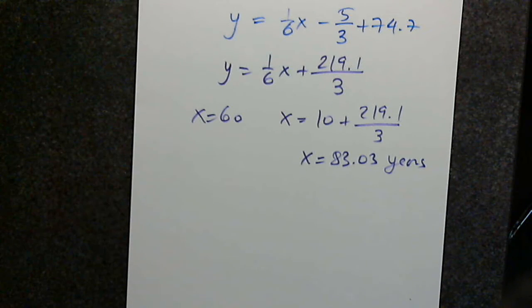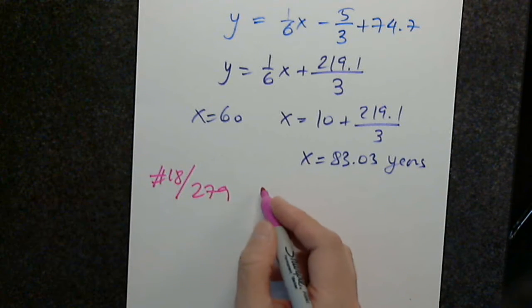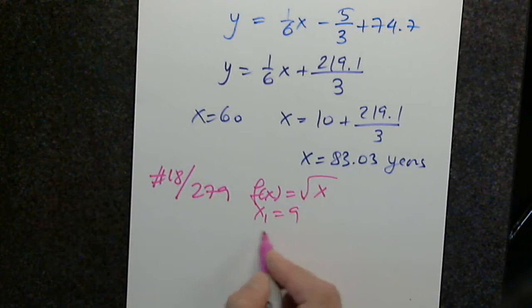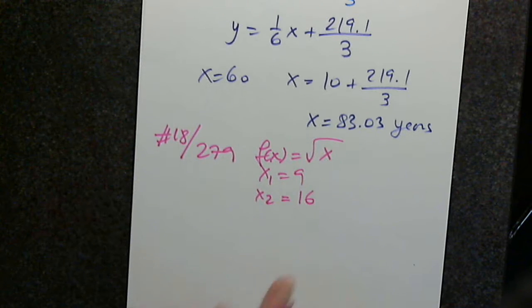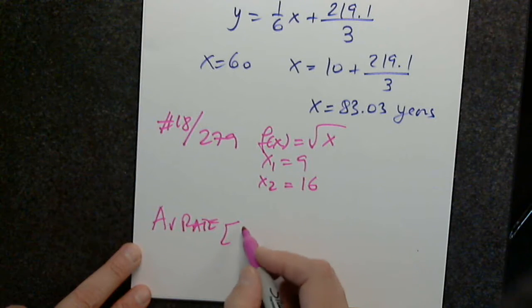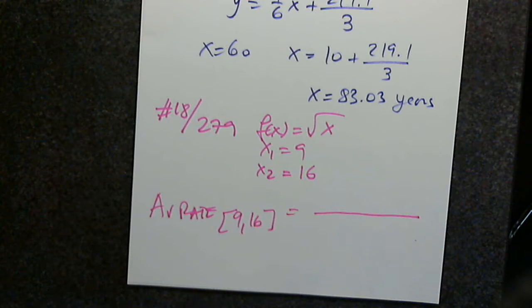Okay, so let's look at problem 18 on page 279. And this is f of x equals the square root of x with x1 equals 9 and x2 equals 16. They want us to find the average rate of change between 9 and 16, x1 and x2. And we will be using the formula, the definition basically. What is the definition of the average rate of change that we wrote about 20 minutes ago?